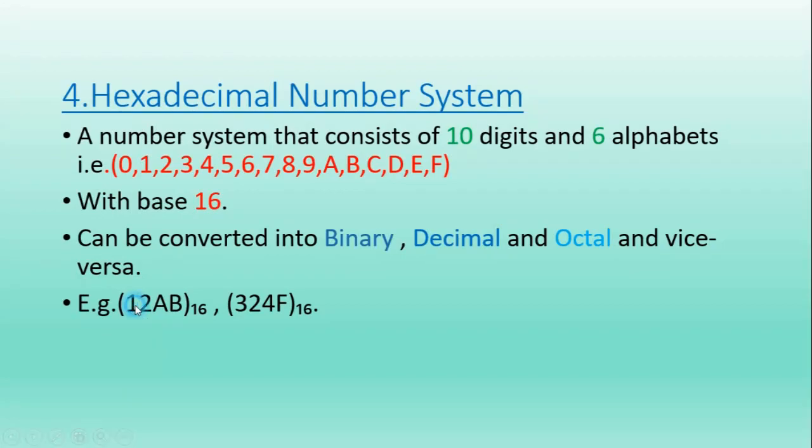And if you see the example, here is 1, 2, A, B, where the 1 and 2 are numbers and A and B are alphabets. So it is formed by the combination of digits and alphabets, and it has base 16. Therefore this represents a hexadecimal number. Similarly, here we have 3, 2, 4 and F. This also consists of digits and alphabets, and it has base 16. Therefore it also represents a hexadecimal number system.